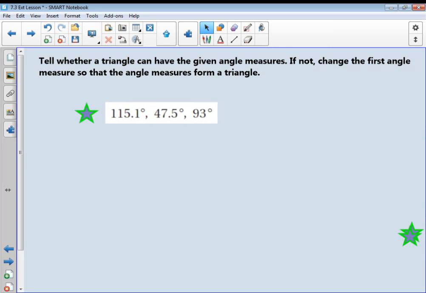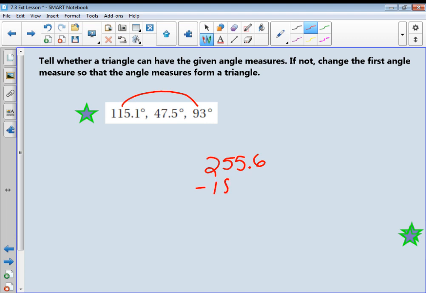I want you guys to identify whether it forms a triangle or not. I can tell from looking at it, this is definitely a no, because these two together are well over 200. So we're going to add all these together: 115.1 plus 47.5 plus 93. When I do that, I get 255.6. Now, I only want it to be 180 degrees. So I need to figure out the difference between 255.6 and 180. Difference means subtract. So this time I have to subtract 180 from that.